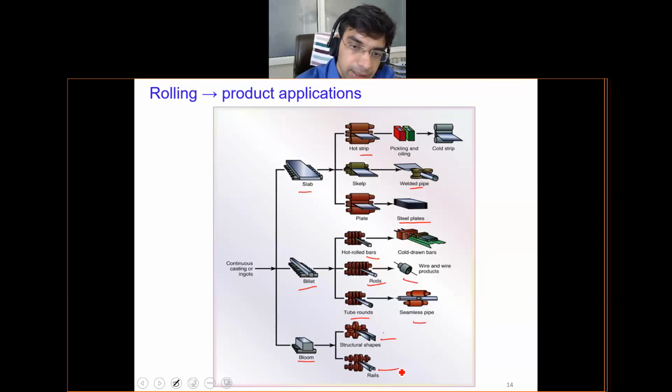So what is happening here? By changing the geometry or the contours of the roll, we can have different types of rolled products. So by changing this configuration, different types of products can be made using this rolling process.